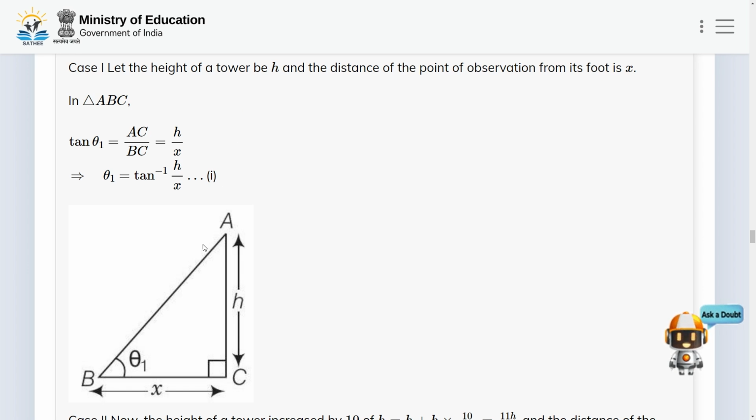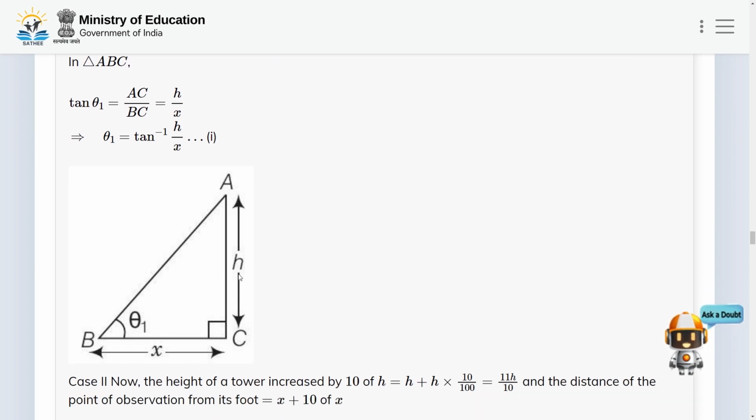Okay, so from this triangle ABC, the angle of elevation is θ1, the height AC is h, and the base BC is x. So from triangle ABC, tan θ1 is equal to AC by BC, which is equal to h by x. So from this equation, tan θ1 is equal to h/x, it implies θ1 is equal to tan⁻¹(h/x), and we name this equation number 1.